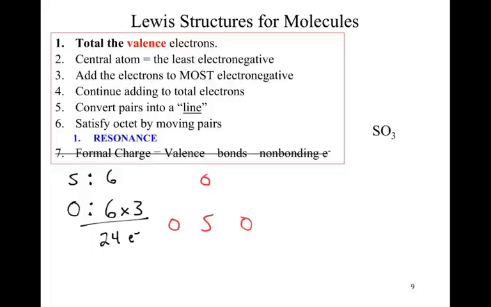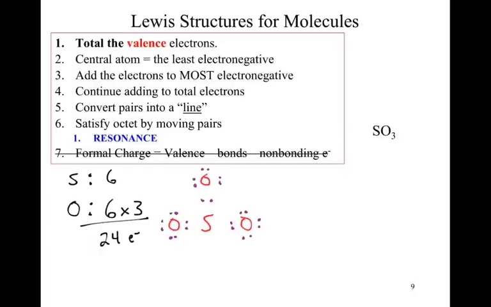I'll then start to place my valence electrons. So 2, 4, 6, 8. Okay. Here's another 8. And another 8.